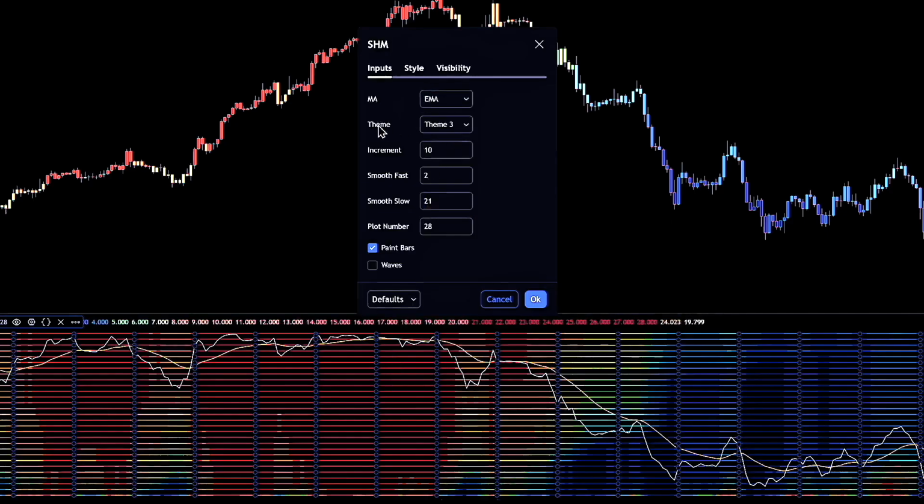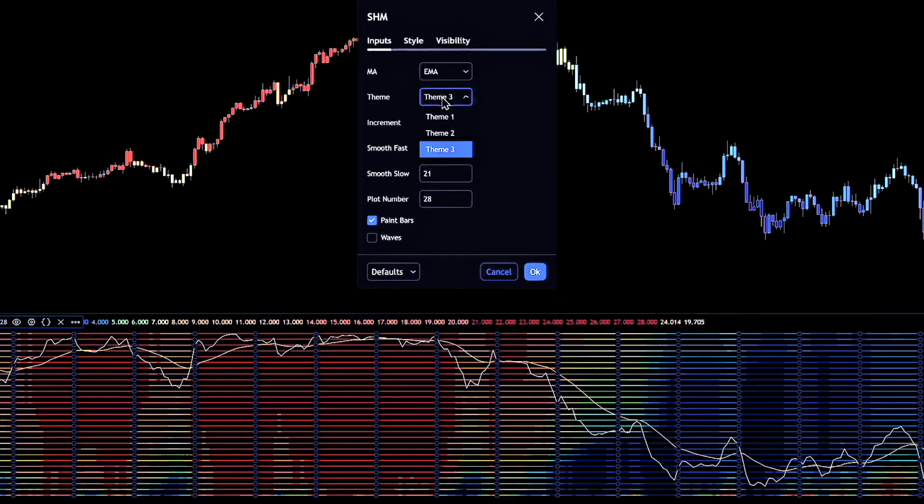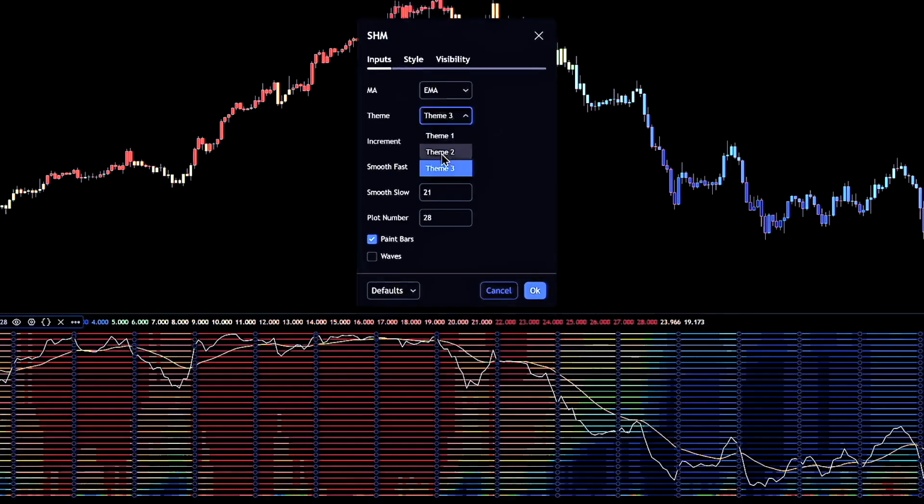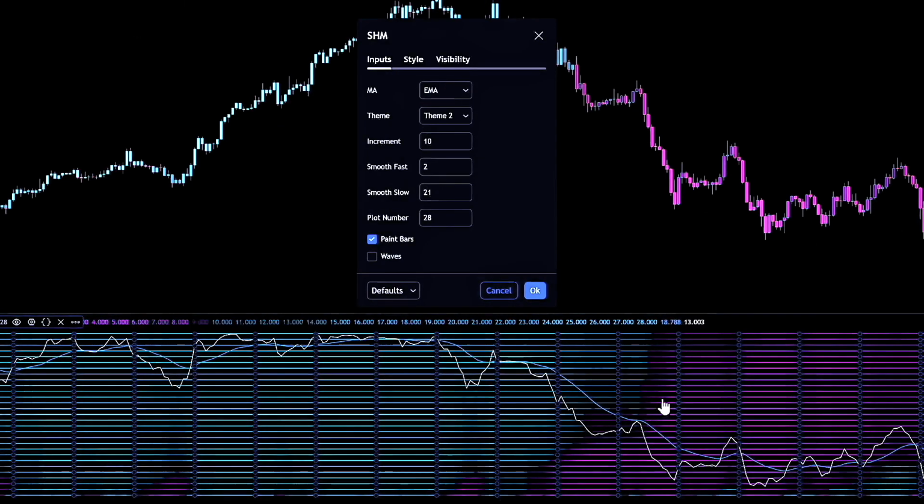The theme is just about colors. The third theme is the default, but the second theme looks different. And the first one's another style. I'm sticking with the third.